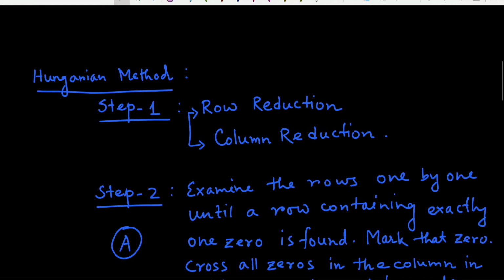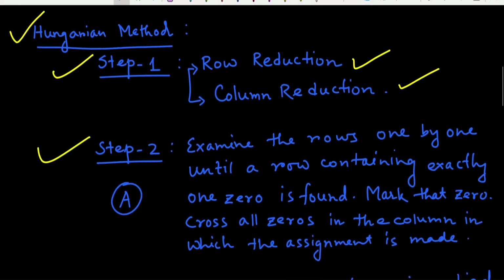The Hungarian method says that step 1 is, first we reduce the rows and the columns, that is, we subtract the minimum element from each element of a row, for all rows, and then simply subtract the minimum element from each column. After completing step 1, we go to step 2.